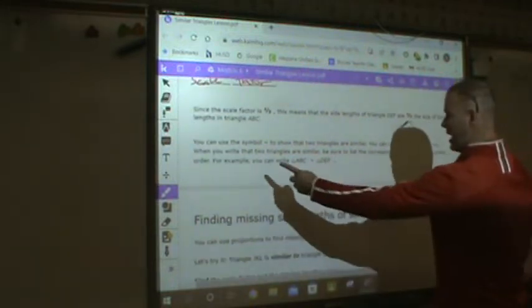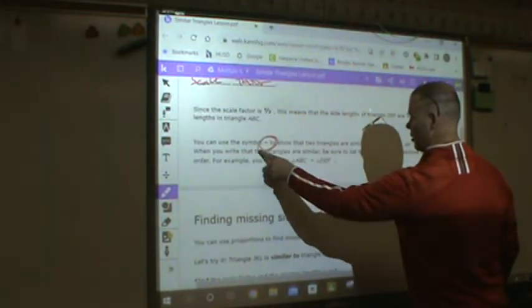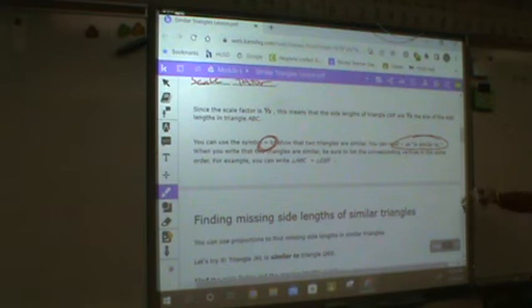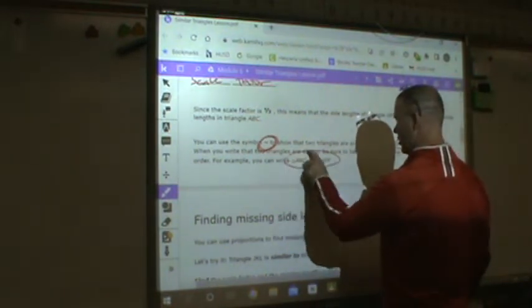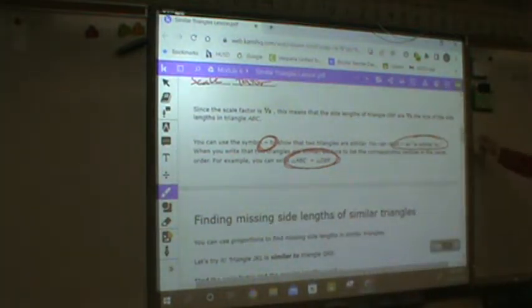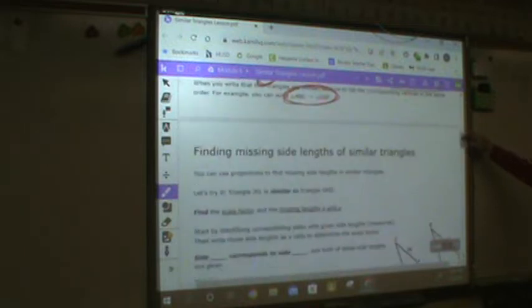We can say that these figures are similar by using this little symbol here, and we call it similar to. Again, you've seen this. This is a review. And we can write that the triangles are similar. This is my similarity statement right there. Triangle ABC is similar to triangle DEF. That is how I say that. That is a similarity statement.